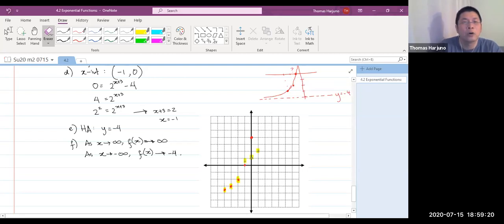Then the horizontal asymptote, we know that's y equals -4. This is the horizontal asymptote. Now if I connect the points for the graph, it will be very close to the horizontal asymptote, and then start going up.